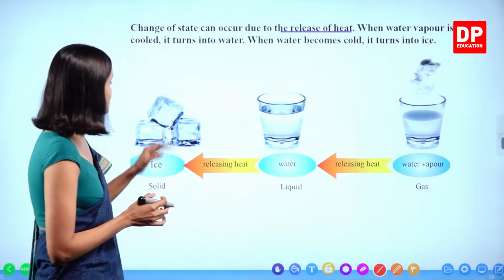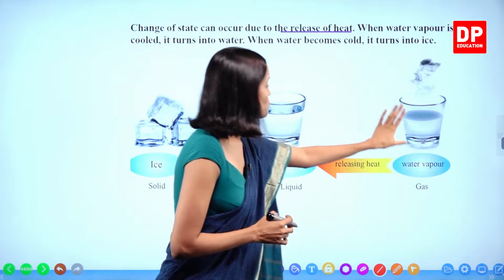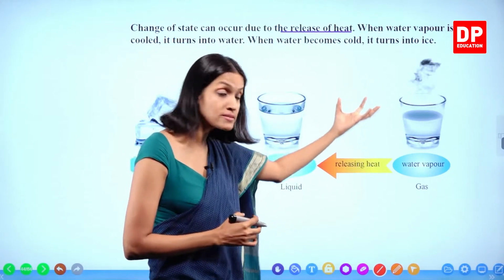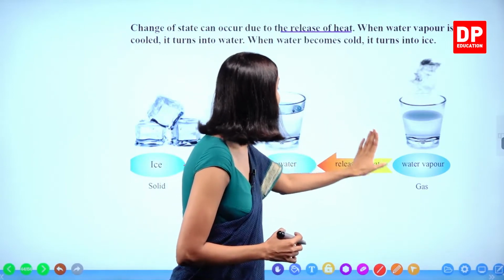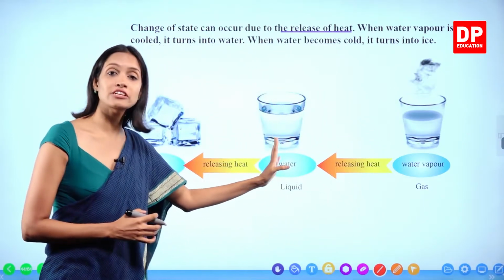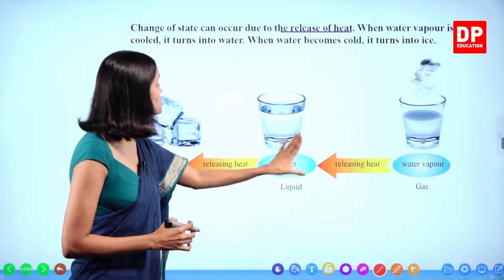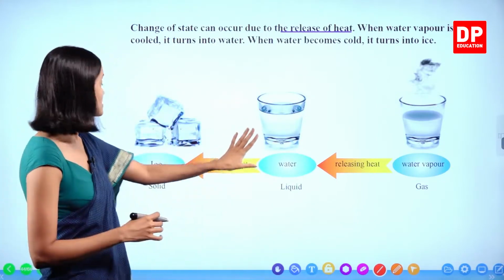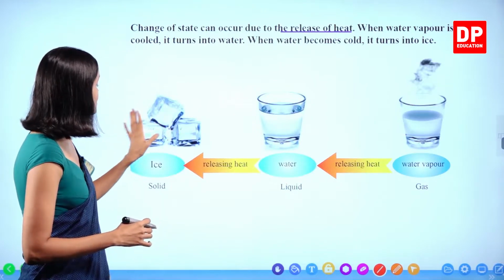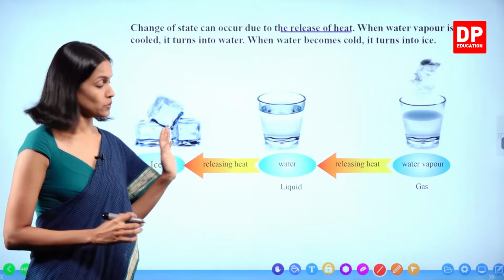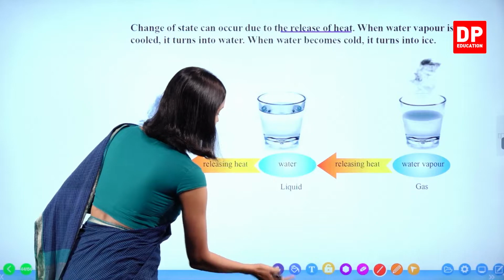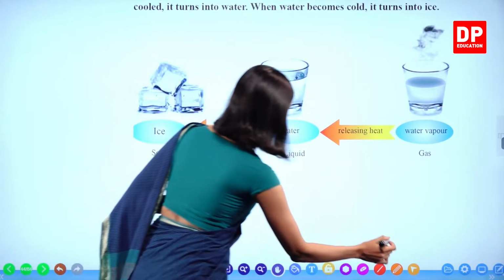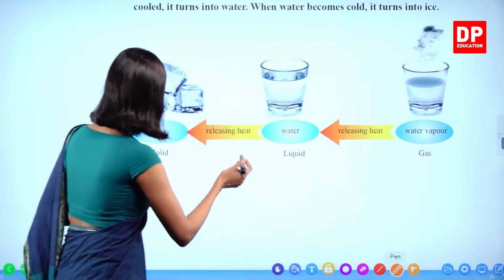Right, children? So, look at this one again. Water vapor, by releasing heat, when it cools down, right? By releasing heat, it turns into liquid water. So, liquid water cools down, which means heat is released. What will happen? It turns into ice. Okay? So, we'll write the same two equations in the same place, right?